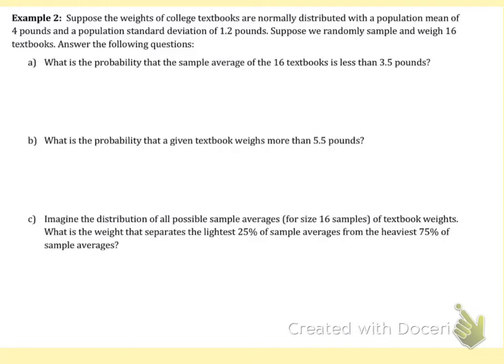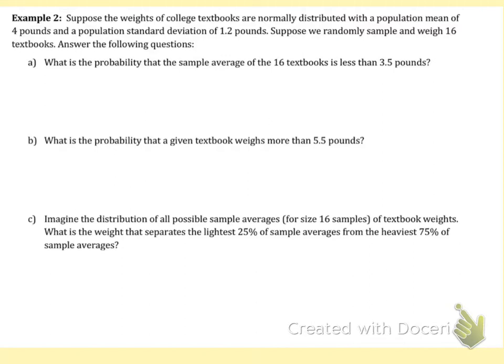Hi everyone. This is example 2 from chapter 14 from your student packet. It says, suppose the weights of college textbooks are normally distributed with a population mean of 4 pounds and a population standard deviation of 1.2 pounds. Suppose we randomly sample and weigh 16 textbooks.